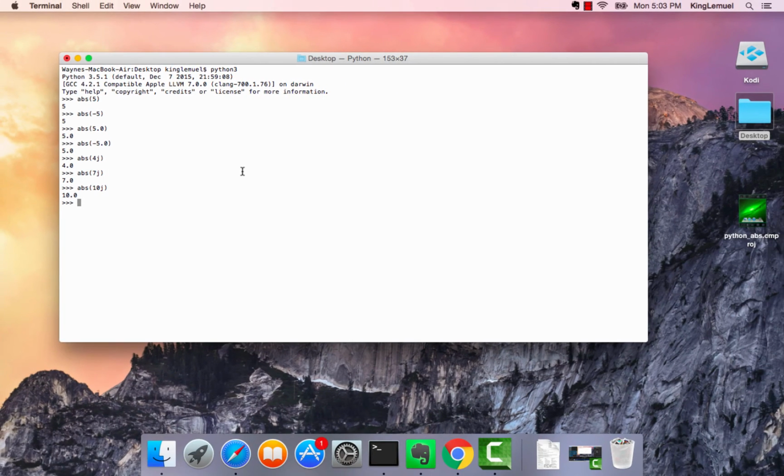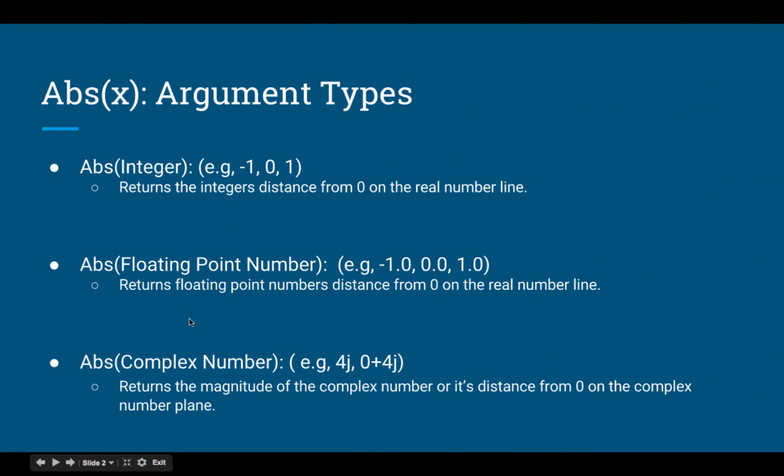Let's go back to the explanation for the return value. It says that if we take the absolute value of a complex number, it returns the magnitude of the complex number, or its distance from 0 on the complex number plane. I'll leave a few resources in the description box that go into more depth on how to evaluate the magnitude of a complex number. But essentially, we just need to use the Pythagorean Theorem.